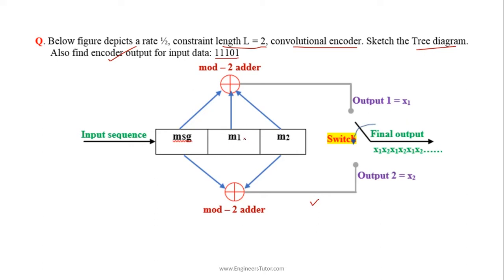So this is the given convolutional encoder. It has a constraint length of 2, so the state of the convolutional encoder is represented by M1, M2. In order to draw the tree diagram, we need to obtain the state table for this encoder. I am explaining the procedure to get the state table.